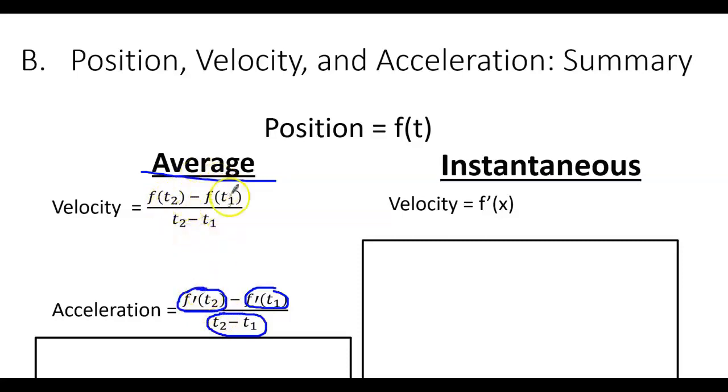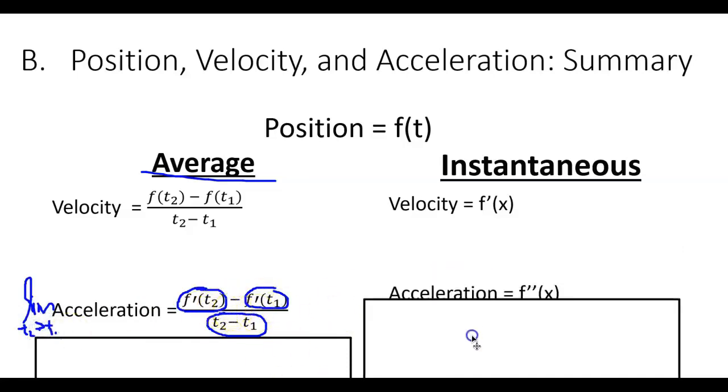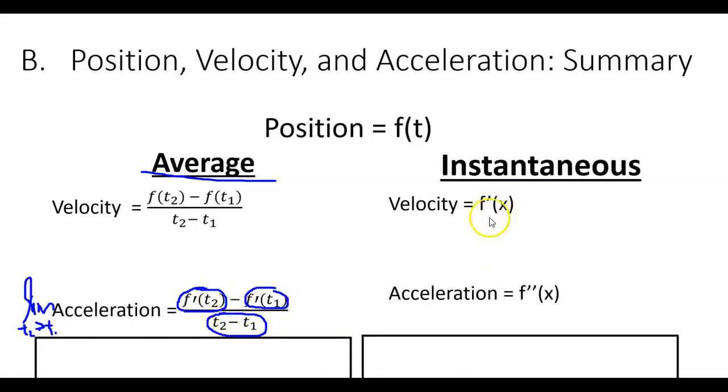It's not position minus position. It's velocity minus velocity. So it's f prime minus f prime that will tell you the acceleration. And once again, if you were to take the limit of acceleration as your second time approaches your first time, then that's going to basically turn this difference quotient into a derivative. And so if you take the derivative of the derivative, you get a second derivative, right? So the second derivative of your position function is acceleration.